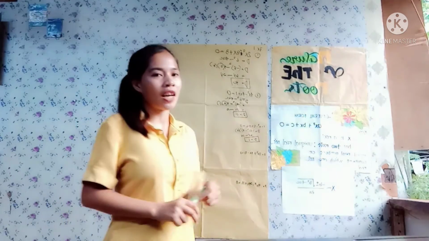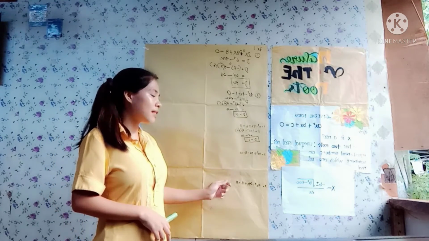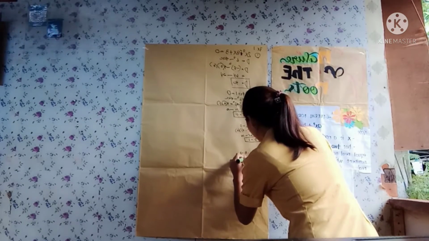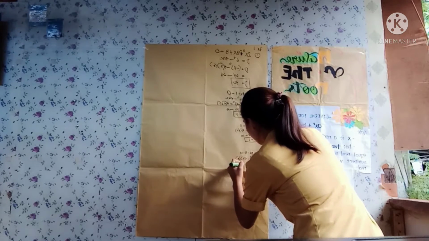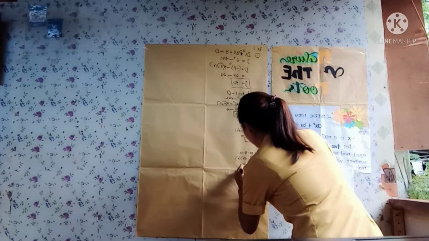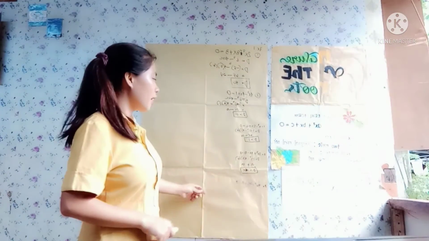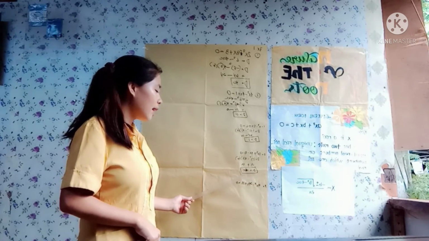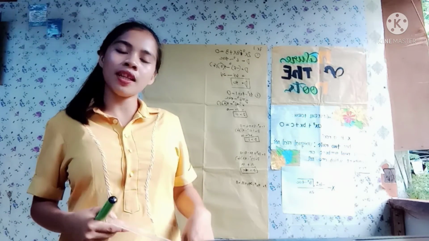Now let's move on to our test item number 2. We have 2x squared plus 5x minus 10 equal to 0. So to solve the discriminant, we have our discriminant is equal to 105, which is greater than 0, but not a perfect square. Therefore, the roots of the equation are unequal and irrational.